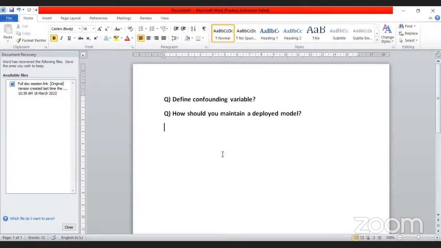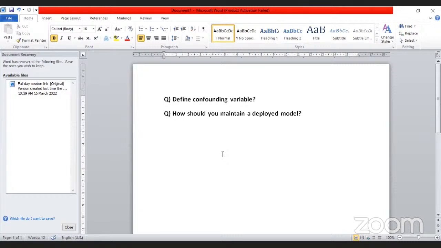If we want to do another model, then we compare both models, the old one and the new one, to see which is giving us the best accuracy. Whichever model is giving us the best accuracy, we have to rebuild that model. This is how we maintain our deployed model.